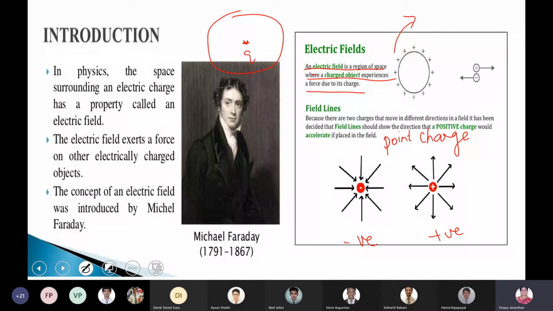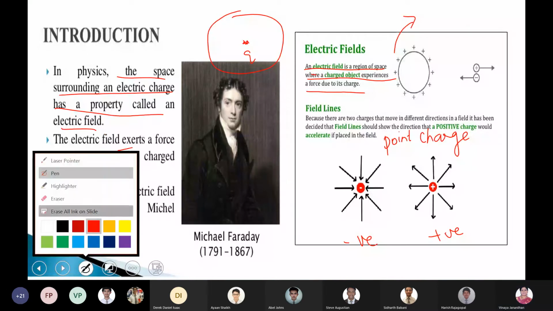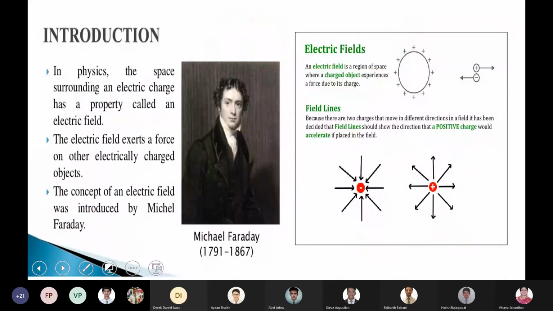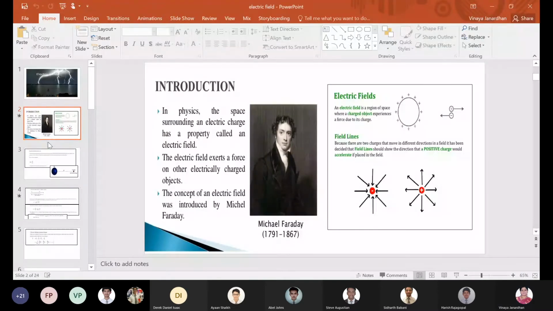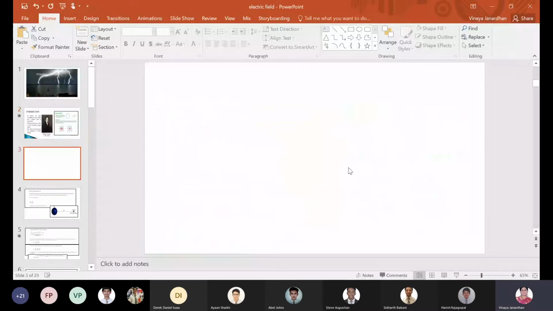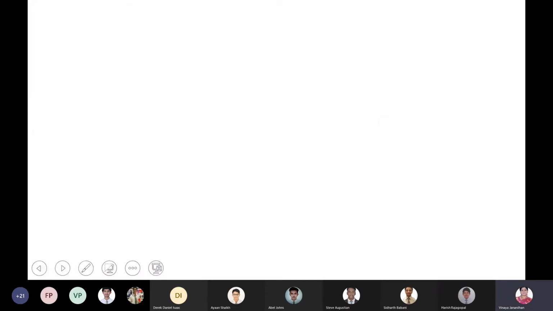So an electric field, you have to be very clear about it. The space surrounding an electric charge has a property called an electric field. Now this electric field exerts a force on other electrically charged objects. So if I have a charge, well, I'll go to an empty slide. The new terminologies are being introduced, you should understand.